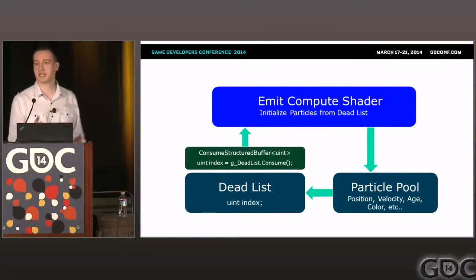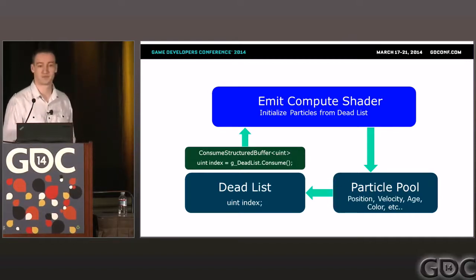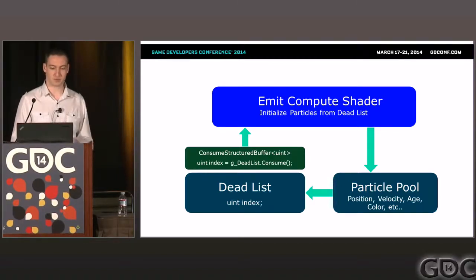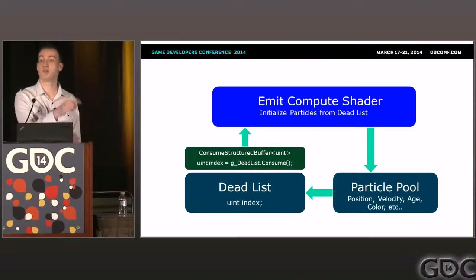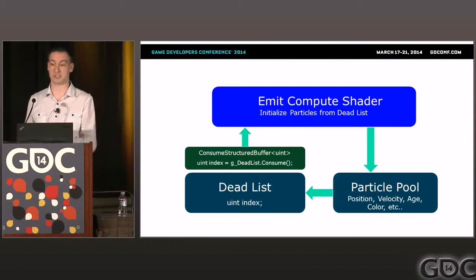So first up, we've got the emission stage. This is a compute shader, and in each thread group, each thread is responsible for emitting one particle. I've got the dead list here, so I don't need to loop through all the particles in my particle system to find a free one. I just use this dead list.